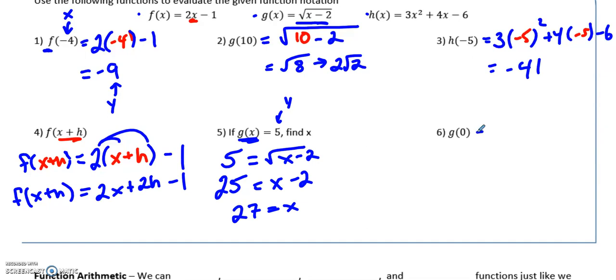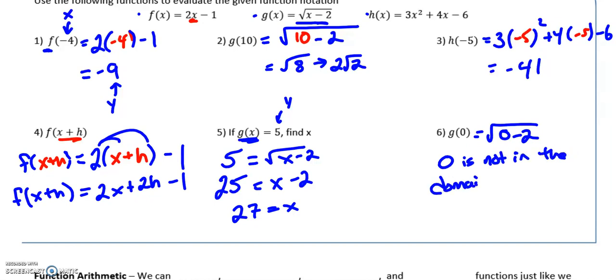Lastly, g of 0. That's the square root of 0 minus 2, which is going to end up being imaginary. So I'm going to say that 0 is not in the domain of g of x. If you remember, with domain, the domain of g of x is actually going to be x is greater than or equal to 2. Just a fun little FYI. But the key is 0 is not in the domain of g of x. So that's all review of basic function notation.